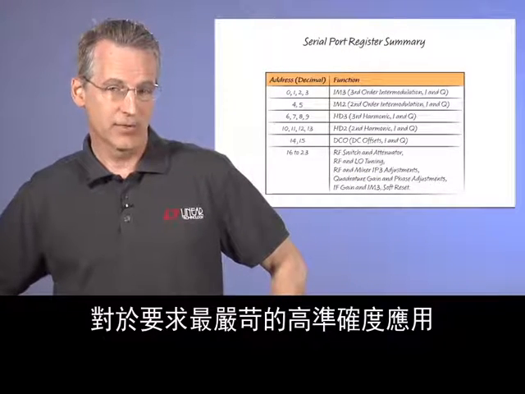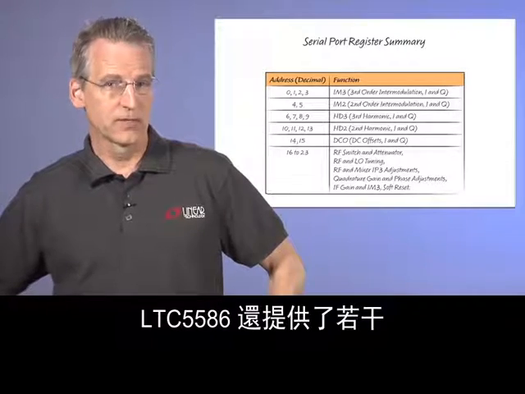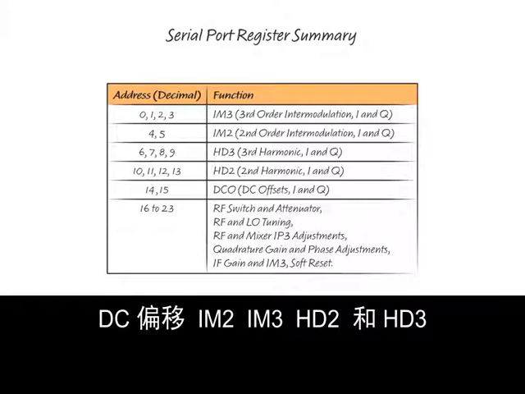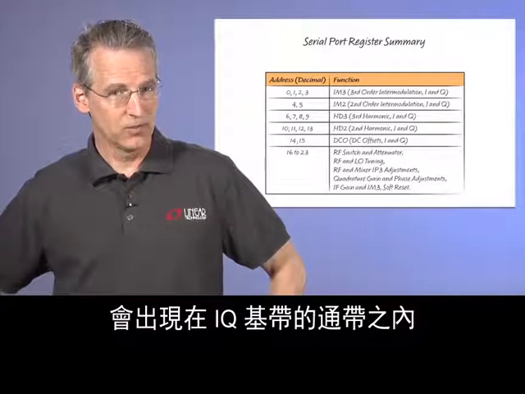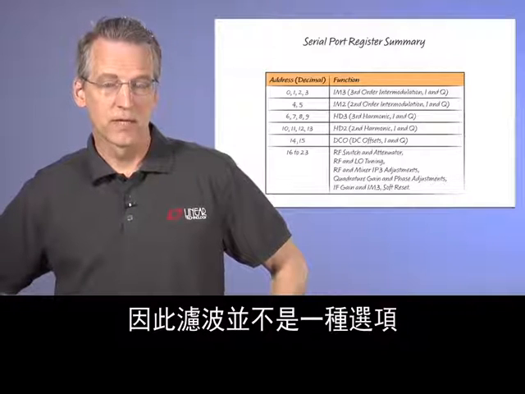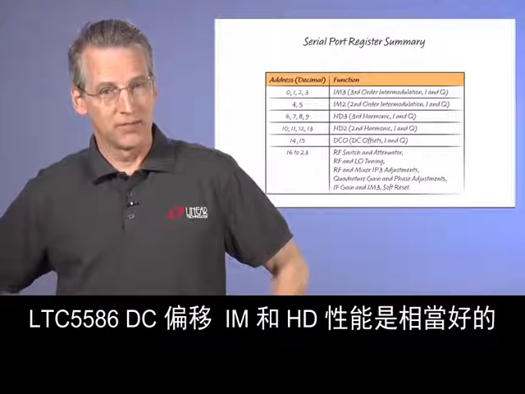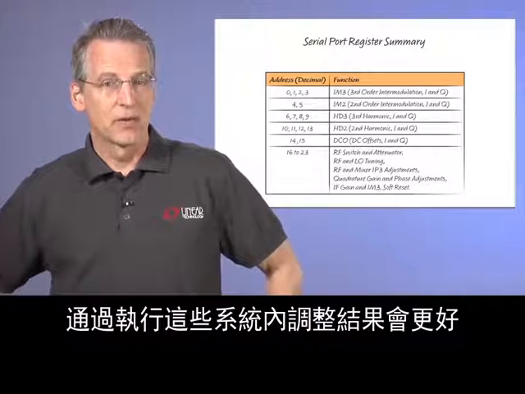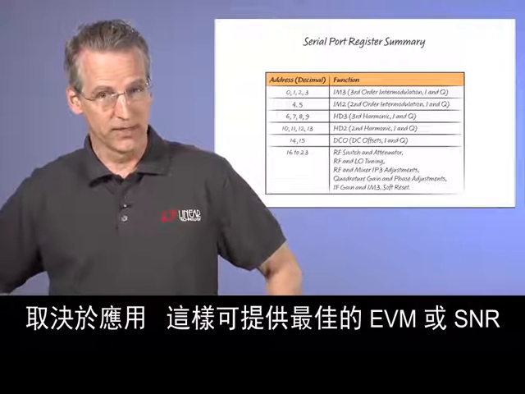For the most demanding high-accuracy applications, the LTC5586 also provides adjustable cancellation of several other sources of error: DC offset, IM2, IM3, HD2, and HD3. These undesired products can all easily show up within the passband of the IQ baseband, so filtering is not an option. In the power-up default state, the LTC5586 DC offset, IM, and HD performance is quite good. But for the purists, the results can be made better by making fine system adjustments, thus providing the best possible EVM or SNR depending on the application.